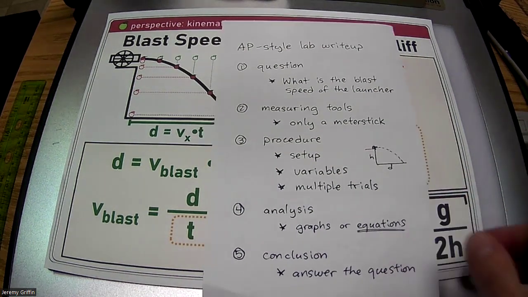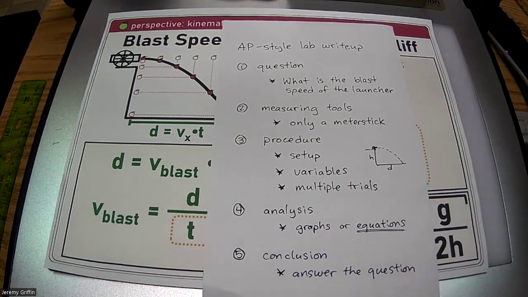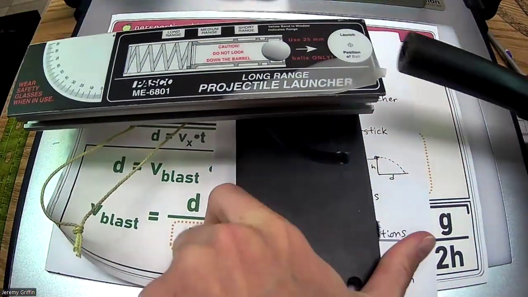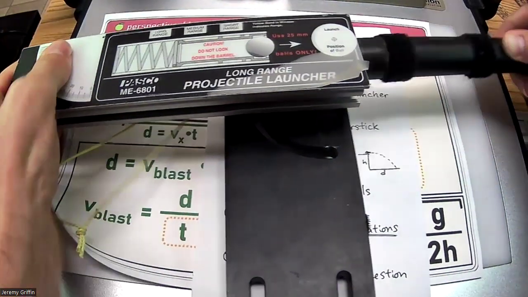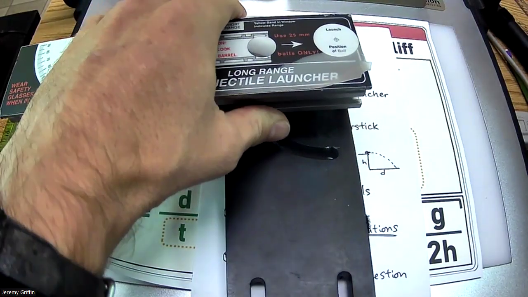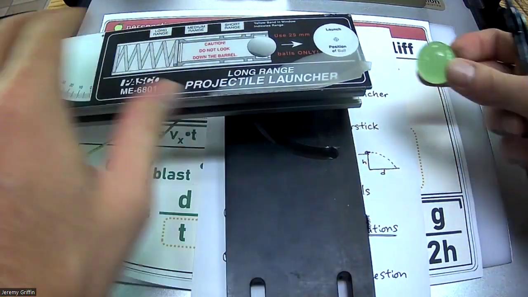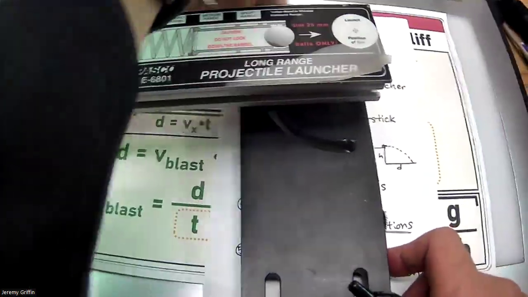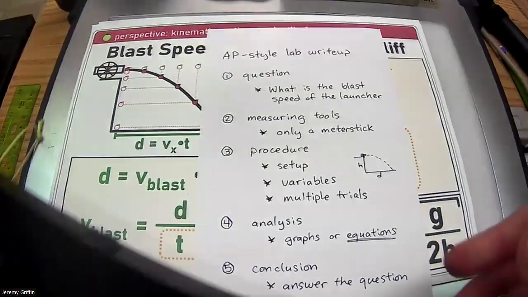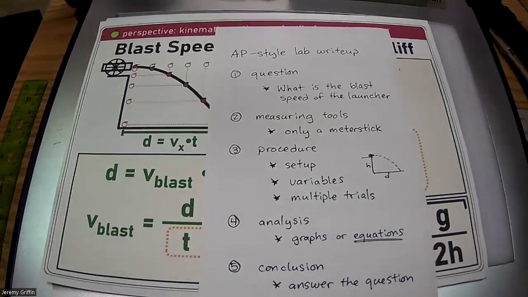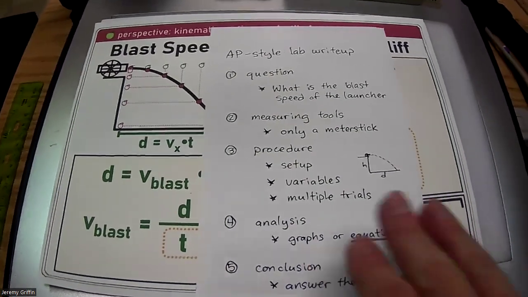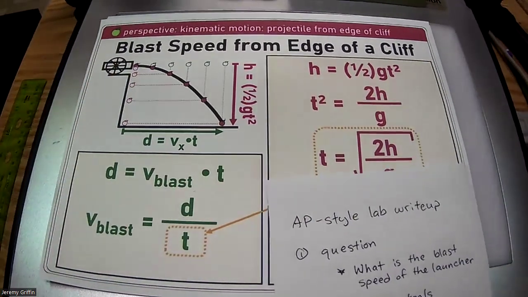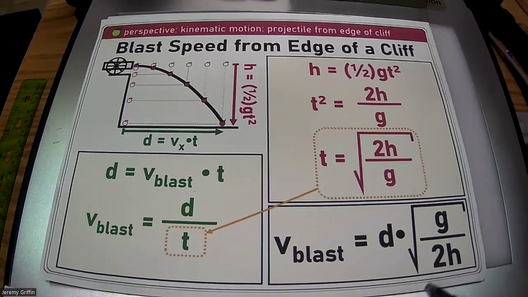Now, what's this lab going to be and how's this going to relate to this? So I'm going to give you guys these launchers. You're going to ramrod this thing, make sure it's the same number of clicks every time, put in the squishy bouncy ball, lift the lever, ball flies out. Now, if you do that at the edge of the balcony and spot where the ball lands, I wonder if you can calculate what the blast speed is.